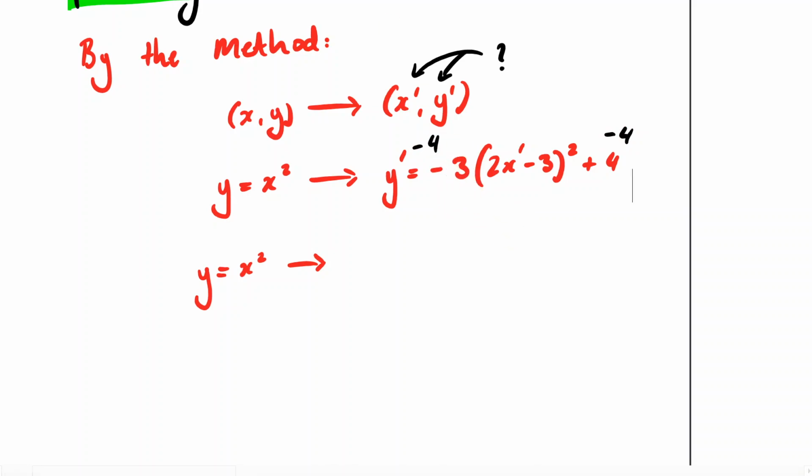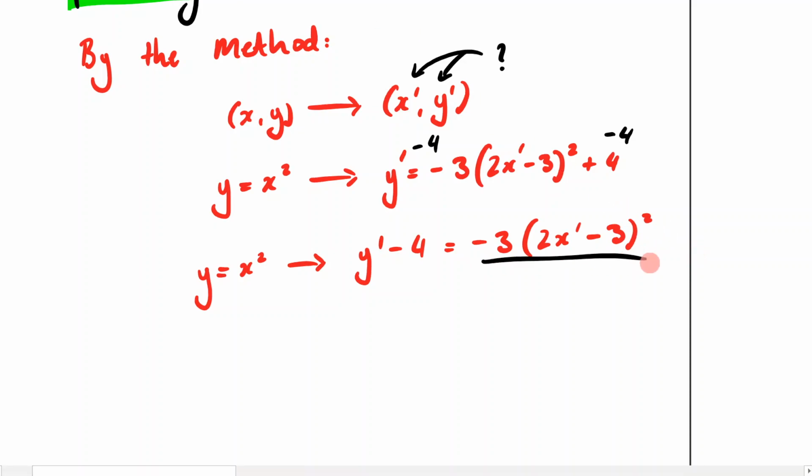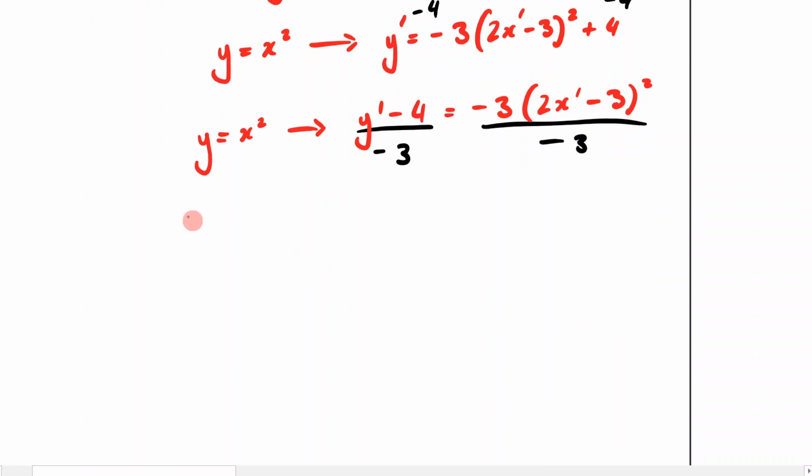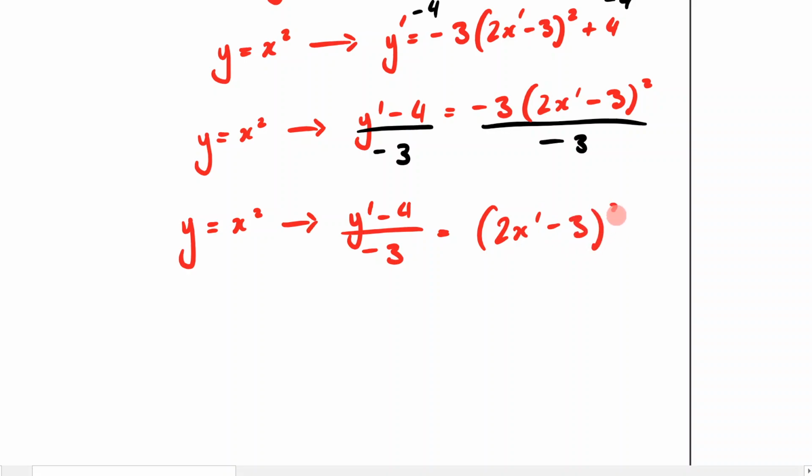Now I might do this step by step. So I'm going to get y dash minus 4 is equal to negative 3 times (2x dash minus 3) squared. And now, in order to get it into the form that I want, I need to get rid of that negative 3 at the front. You could do that in one step, but just because we're new to this, I'm going nice and slow. So y dash minus 4 over negative 3 is equal to (2x dash minus 3) squared.